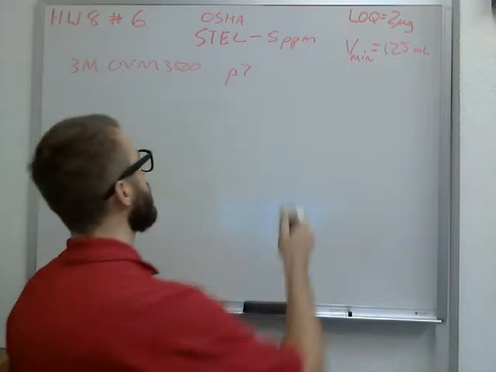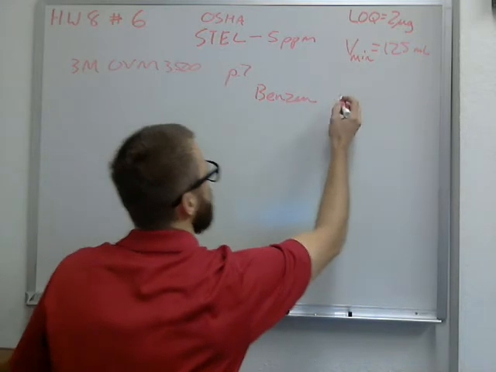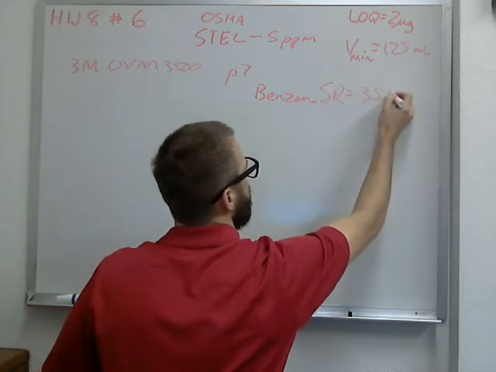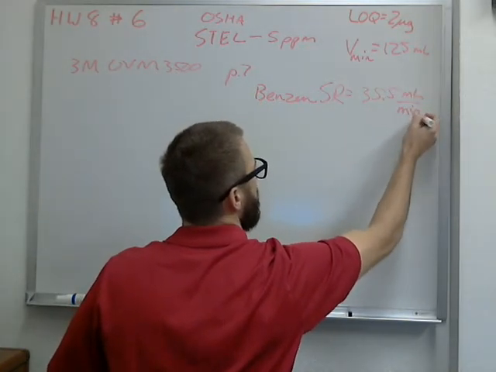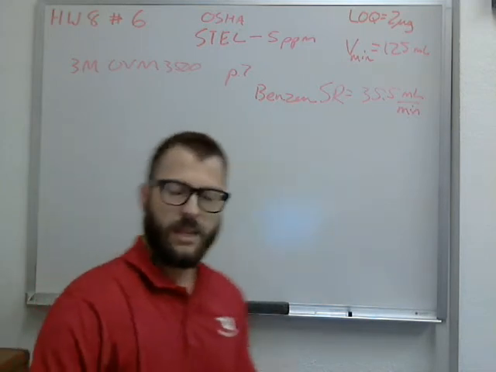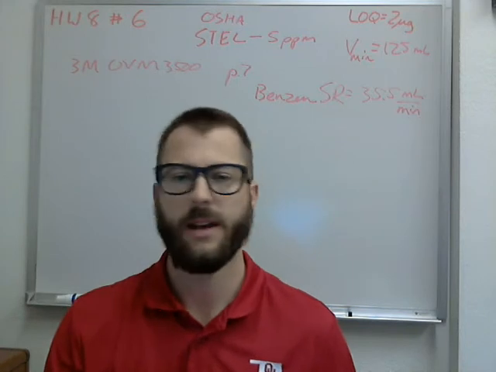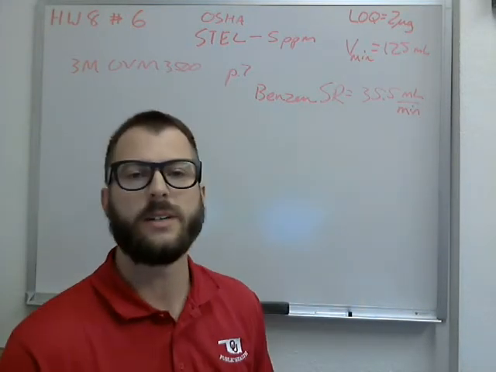So for benzene, the sampling rate is 35.5 milliliters per minute. Maybe it's not exactly 35.5. I don't have that information right in front of me, but it's about 35, 36. So it's in that ballpark.